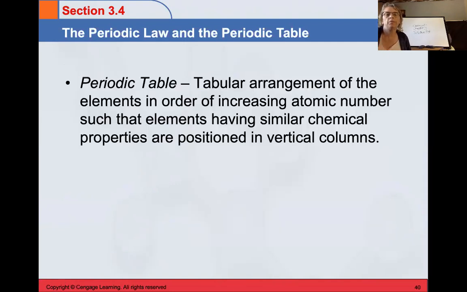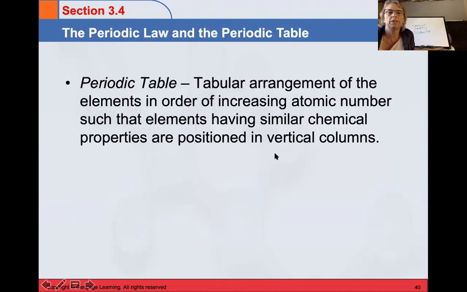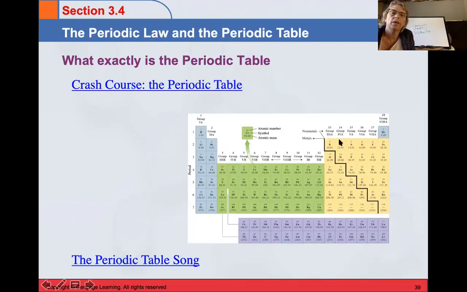The periodic table is a tabular arrangement of the elements in order of increasing atomic number. So now you know what they're talking about there. The atomic number is the number at the top. So the elements are arranged in order of increasing atomic number, so that elements having similar chemical properties are positioned in vertical columns. So all of the elements in these vertical columns have similar chemical properties.